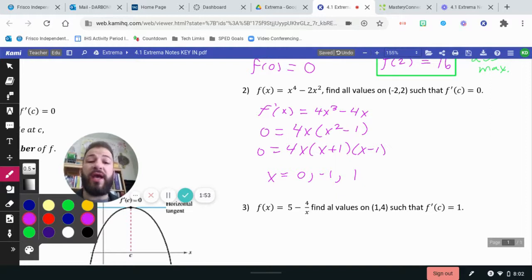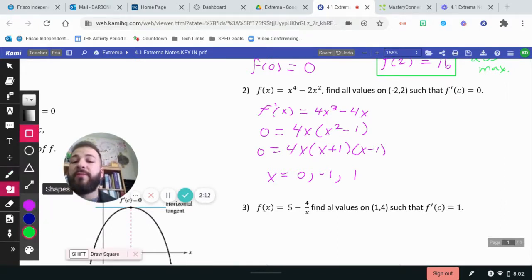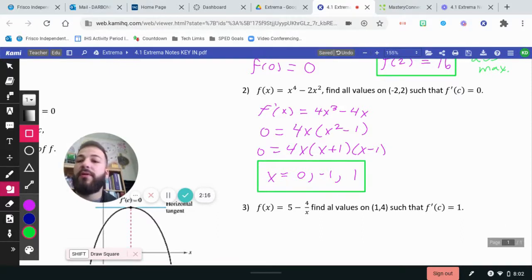And just to check, on this interval negative 2 to 2, all 3 of my values do fall in my interval. It's important because sometimes they'll cut off the interval in a way that one or some of your critical numbers won't show up in the interval. So you do need to check that. Okay, so that would be that for finding critical numbers.